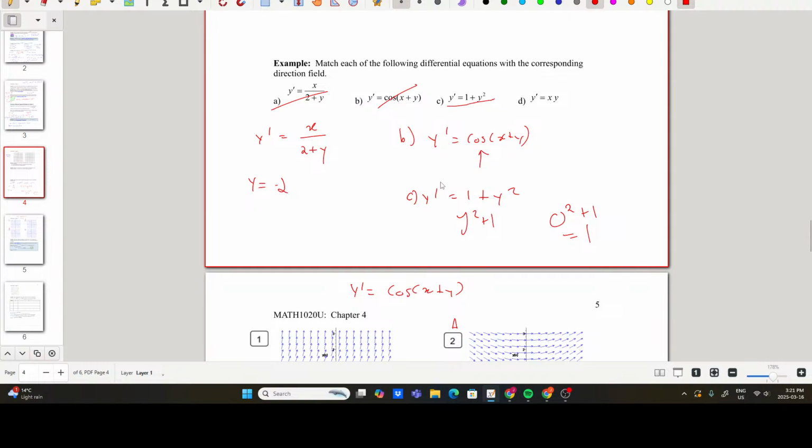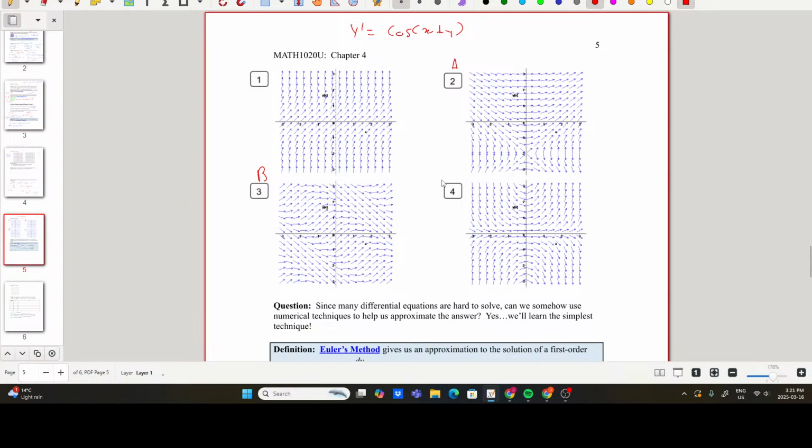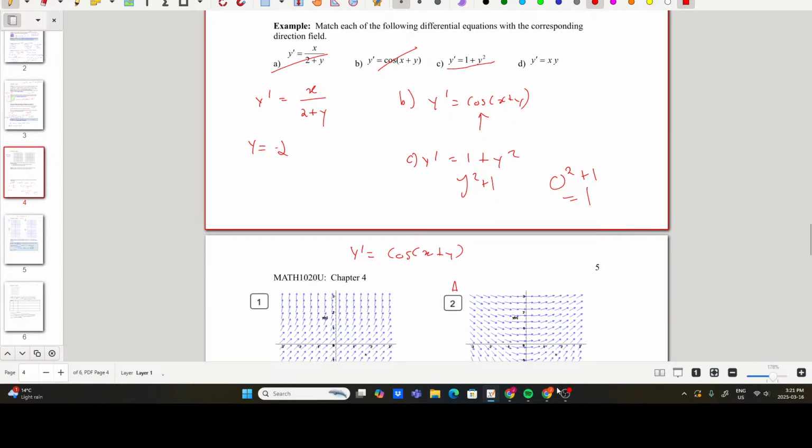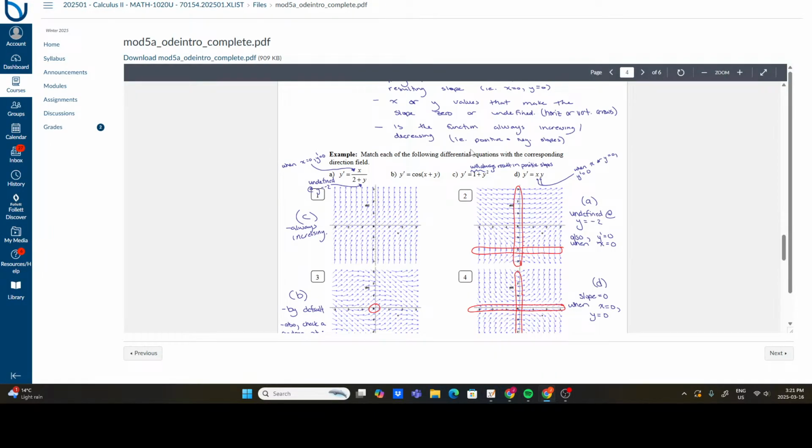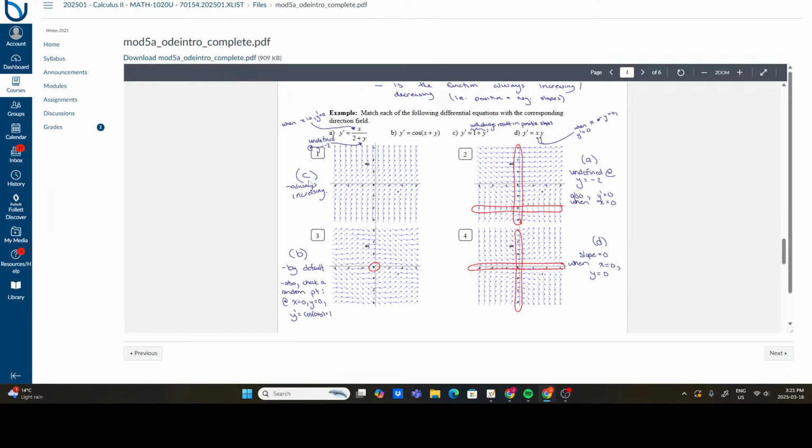Cos x plus y. Okay. What do I see special about this? No, not that. What am I looking at? So, always result in positive slopes. That's pretty smart. Okay.